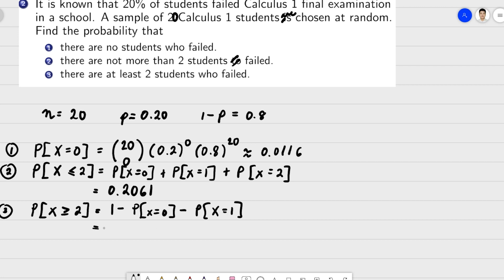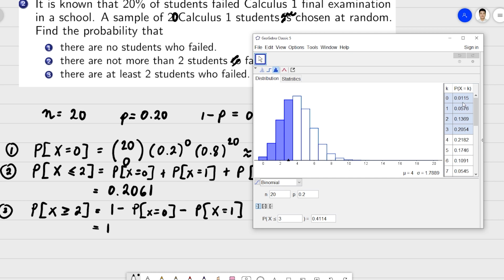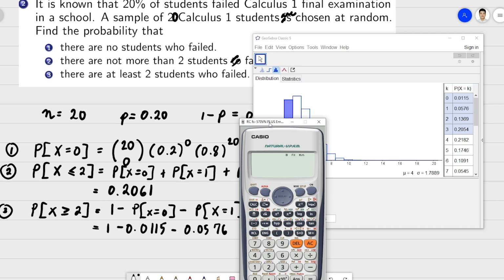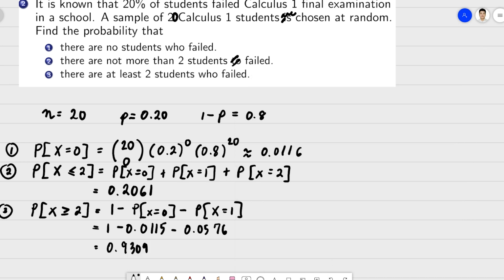So, let's, again, go to GeoGebra. The probability of getting 0 is 0.0115. And the probability of getting 1 is 0.0576. You can use your calculator to do this. Although, sa GeoGebra, you can also compute. Yung CAS nito, pwede ka mag-compute doon. So, it's 1 minus 0.0115 minus 0.0576. So, the answer is 0.9309. Okay. So, that's it. That's for number 3.